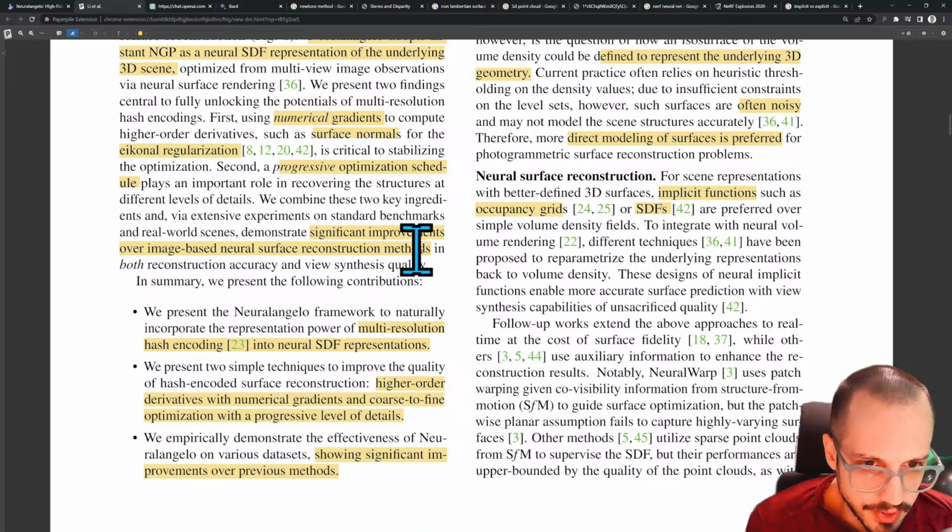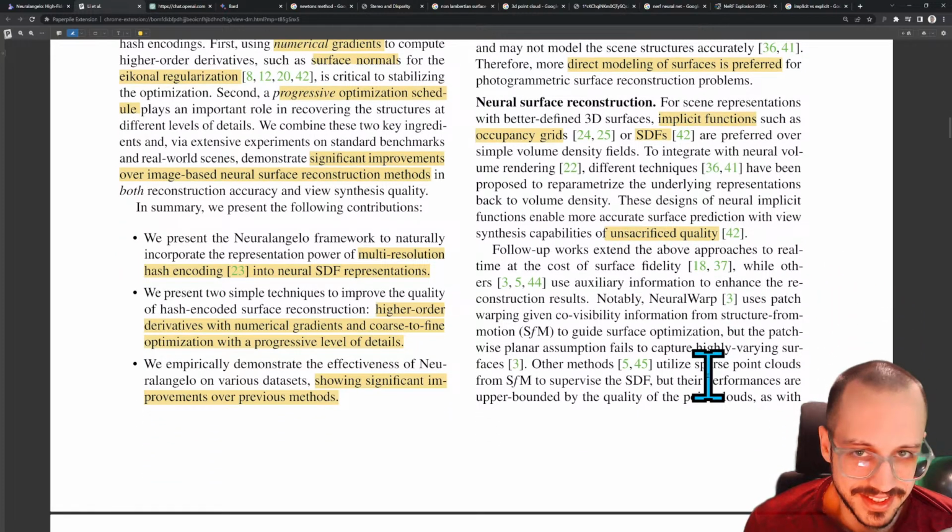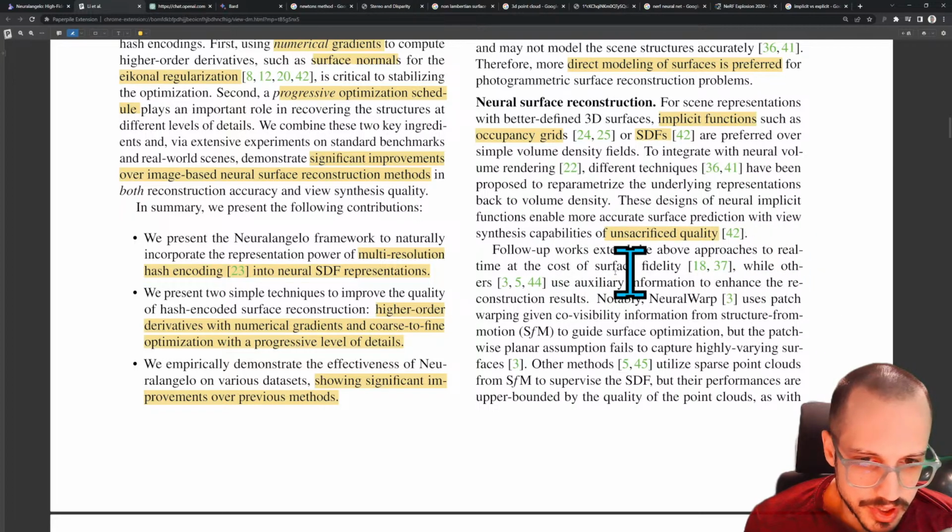To integrate with neural volume rendering, different techniques have been proposed to reparameterize the underlying representations back to volume density. These designs of neural implicit functions enable more accurate surface prediction with view synthesis capability of unsacrificed quality. This is an interesting adjective for the word quality there. Follow-up works extend the above approaches to real-time at the cost of surface fidelity.